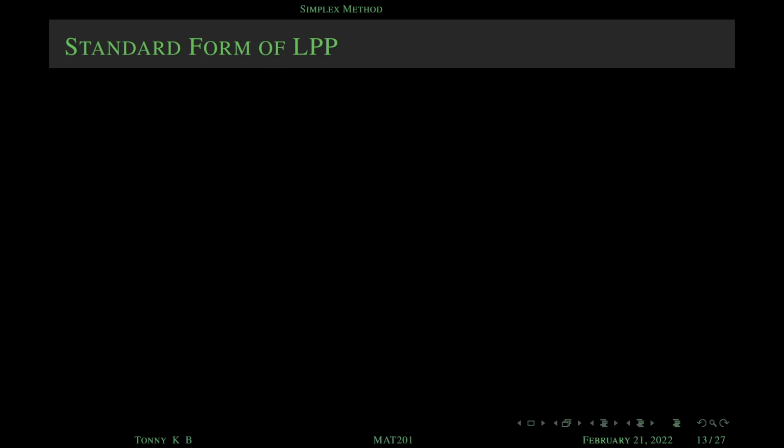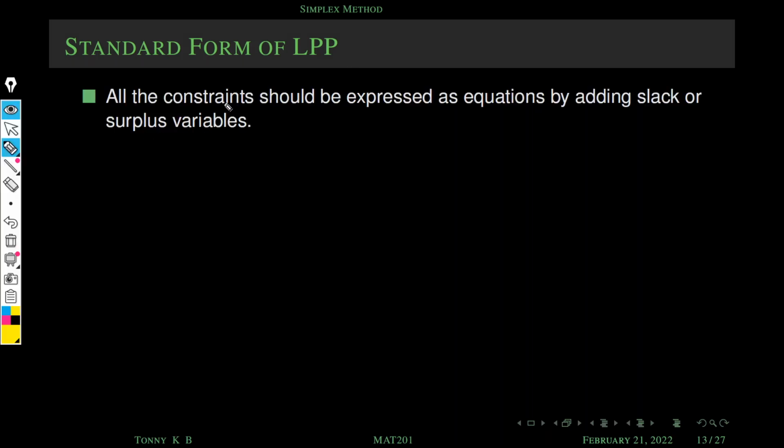Applying the simplex algorithm, first we have to convert the given LPP into a standard form. So what is the standard form of an LPP? The first step is to convert all the constraints into equations by adding slack or surplus variables. Suppose we have two constraints like this: x1 minus 2x2 less than or equal to 7 and 3x1 plus x2 less than or equal to 5. First you have to convert these two constraints into equations by adding slack or surplus.